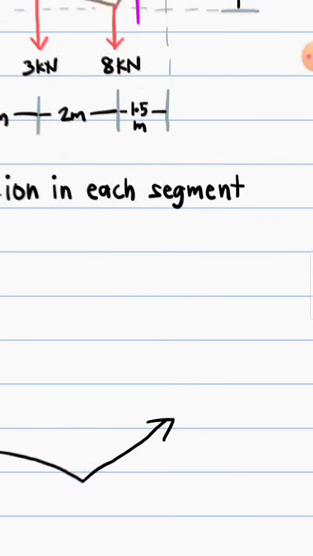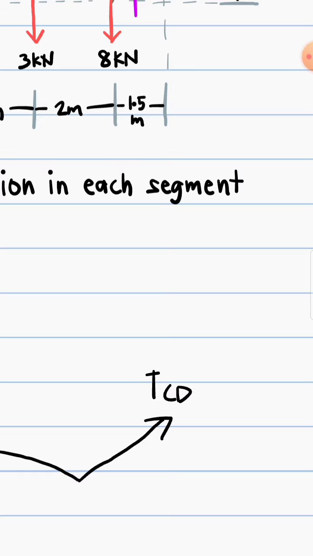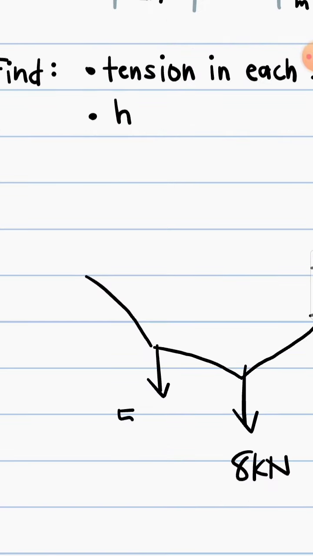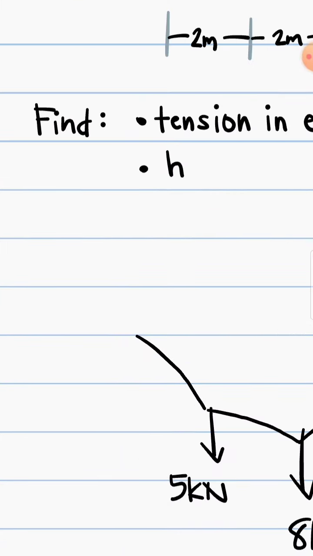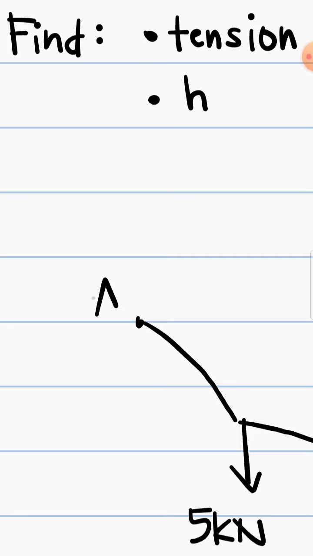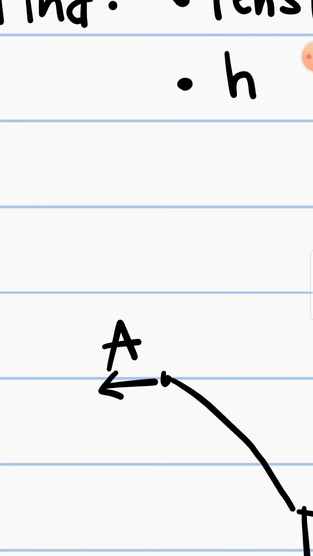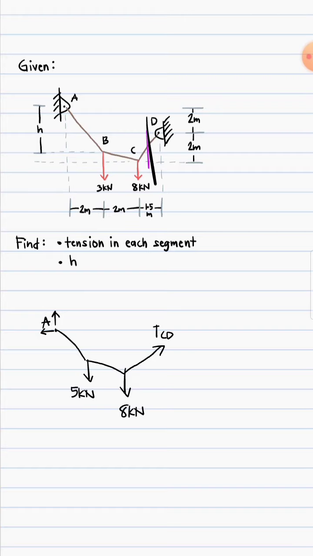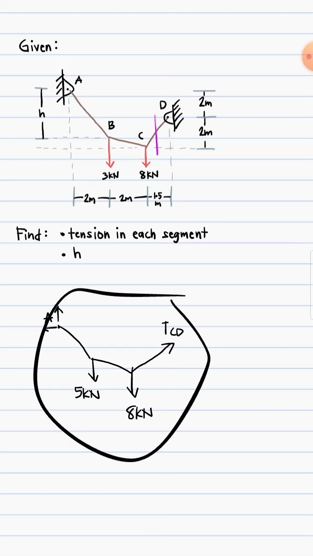We cut here. So this is tension CD. And we have here the 8 kilonewton. And here the 5 kilonewtons load. And here this is point A. But with its reaction, something like that. So as we cut here, we isolate the left side. And then we have this free body diagram.